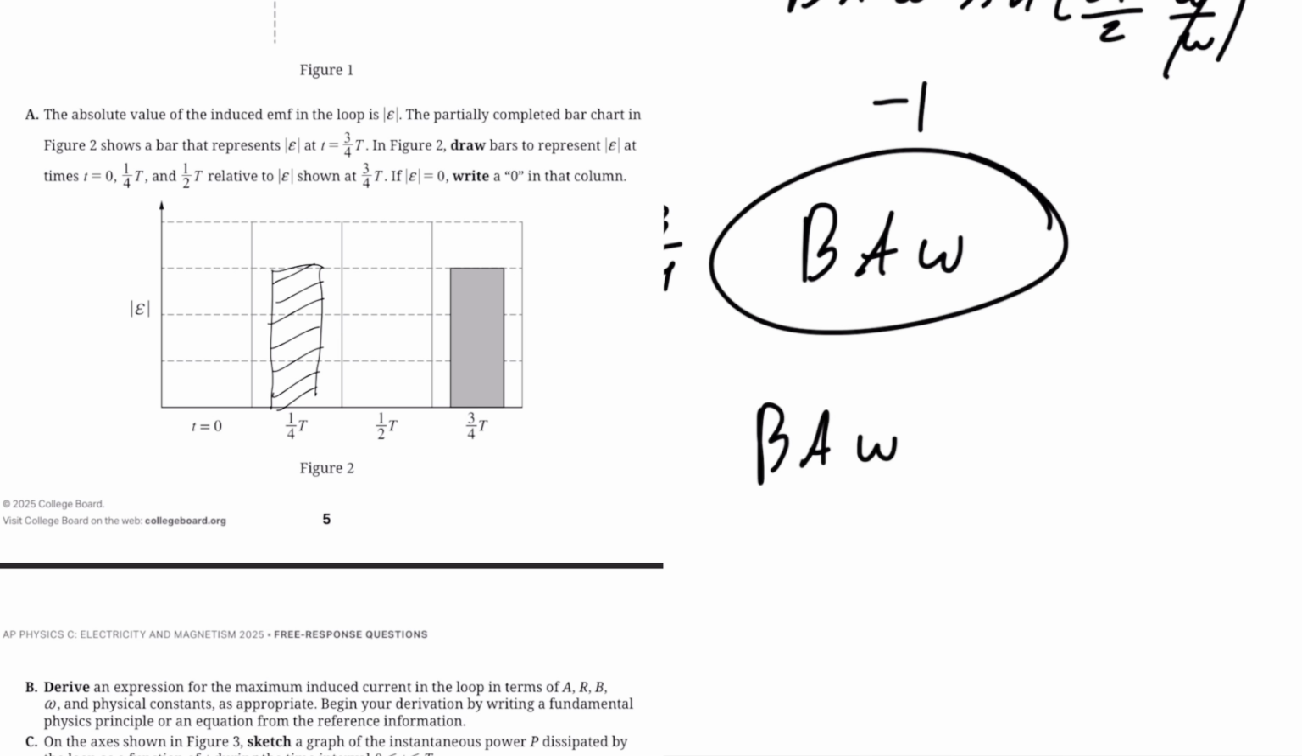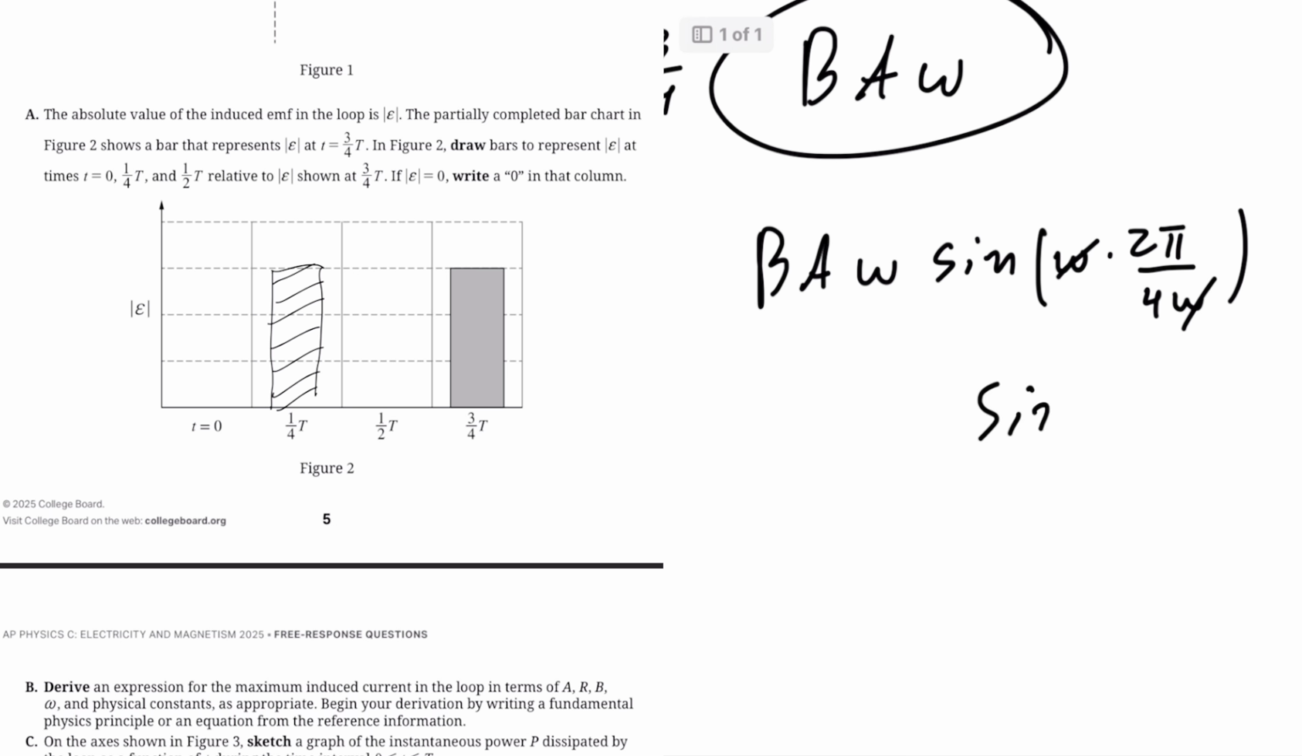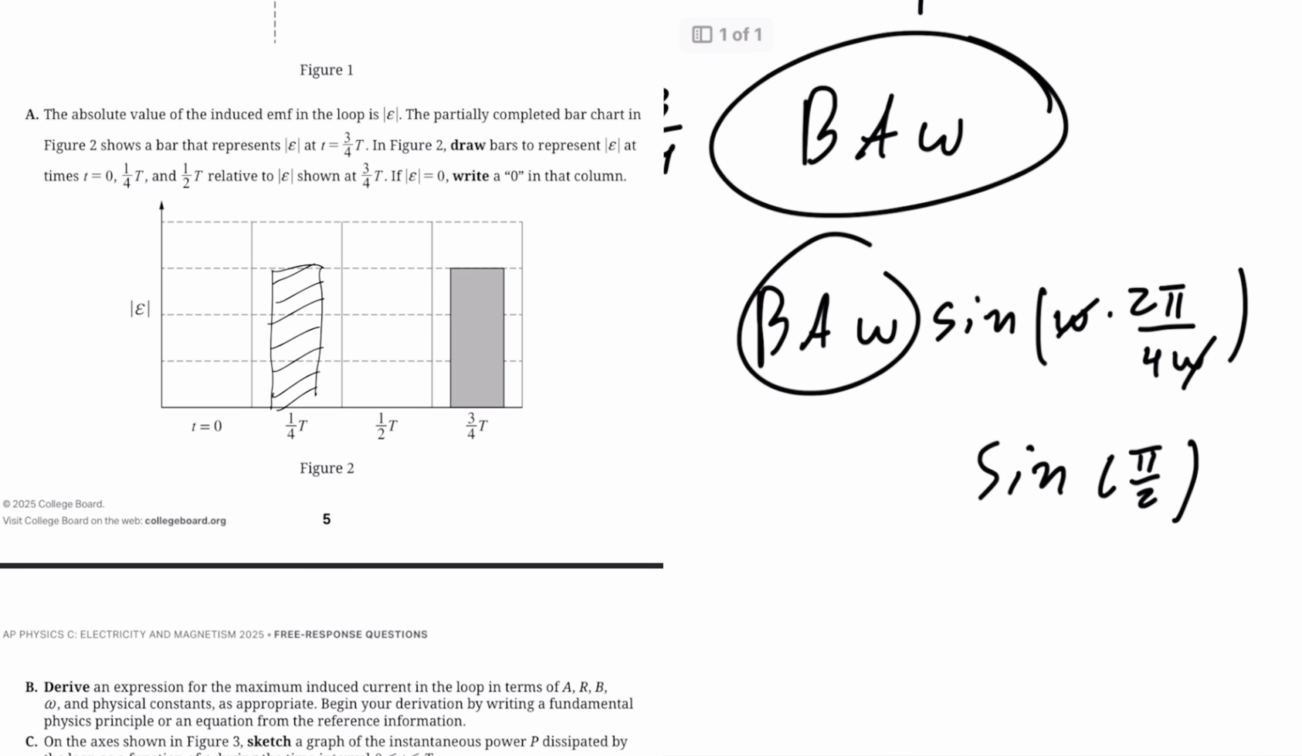So BAW sine of W times 1/4 T. We know T is 2 pi over W, so it'll be 2 pi divided by 4W. And this becomes sine of pi over 2. Sine of pi over 2 is 1. So that checks out. We get BAW both times.